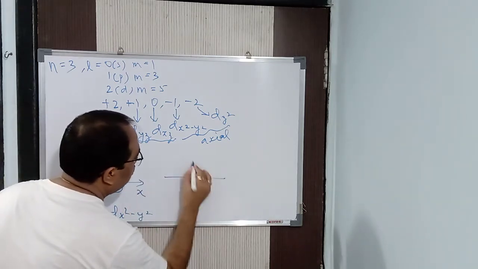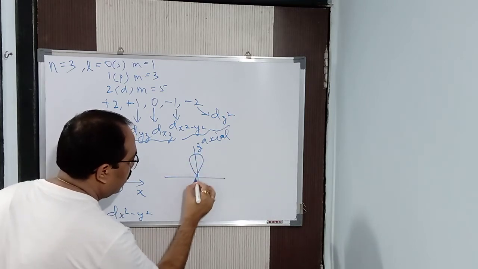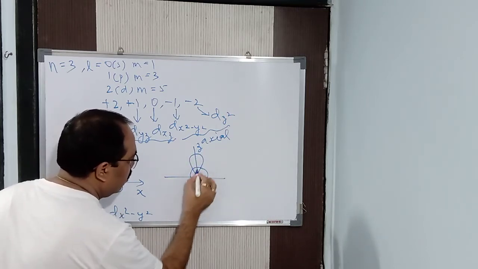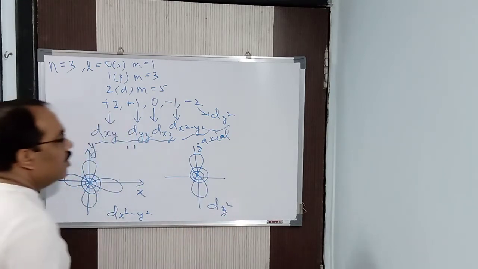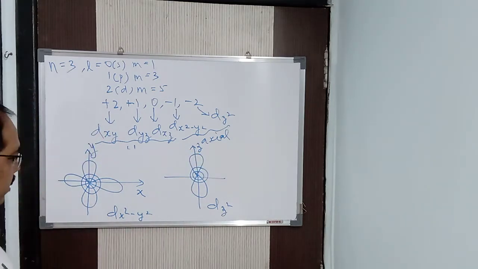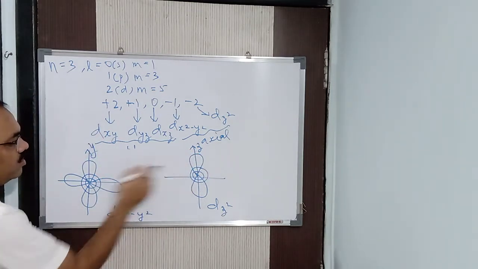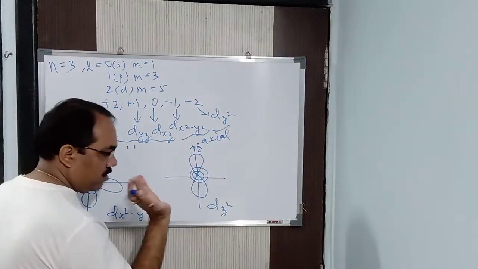Now next is dz square. So this is your z. This is z. Same thing, I'll draw two circles here. This is your z, so dz square. This one is axial. This is also axial, this is also axial. You can see it lies on the axis. This is lying on the xy axis, this is lying on the z axis.